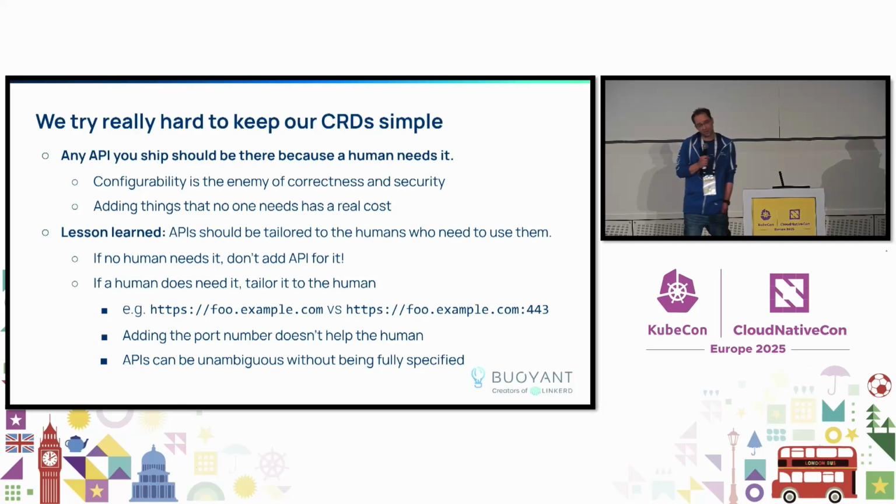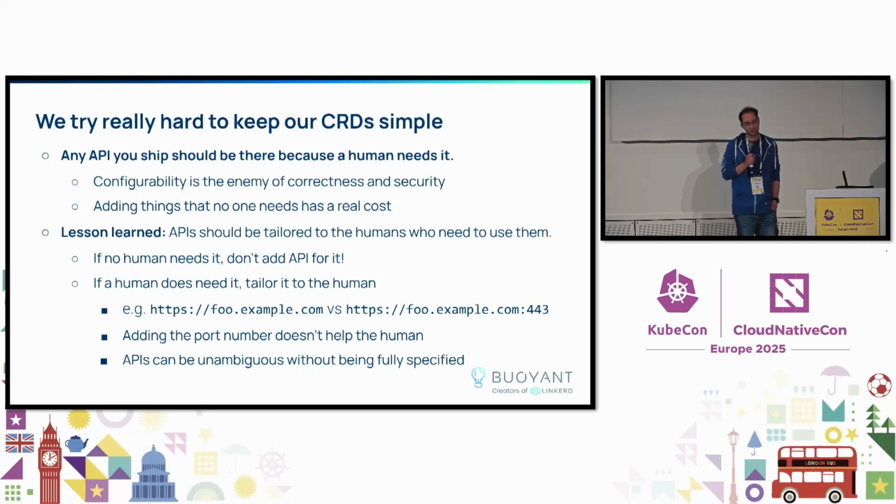We try, like I said, really, really hard to keep our CRDs simple. When we make decisions, our first question is, how will it affect developers and SREs and everyone in between? Configurability is the enemy, right? Adding things no one needs has a real cost. Lessons learned, APIs should be tailored for humans who need to use them. If no human needs it, don't add it to your API.